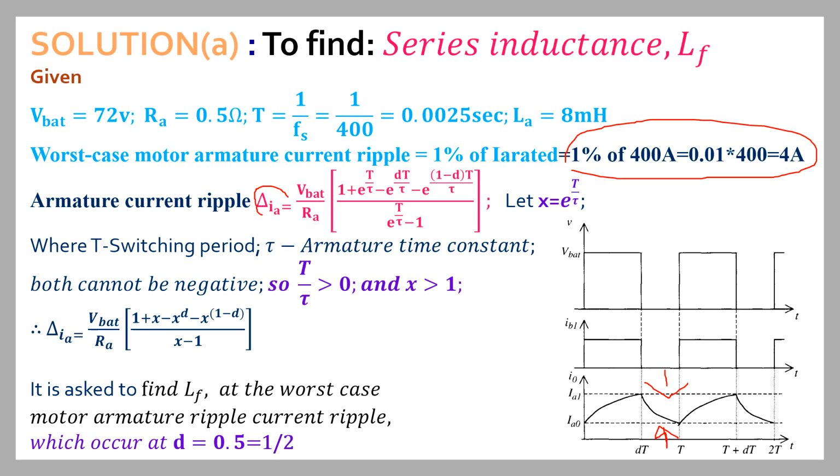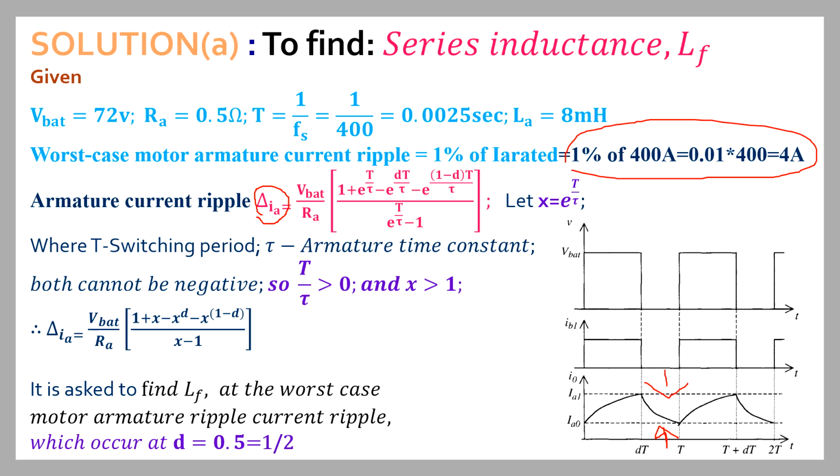So the armature current ripple is del IA. This expression is for two-quadrant chopper operation fed to a DC motor. This is the expression of armature ripple current. Substitute the given parameters: V battery is 72, RA is 0.5, D is 0.5, and T is 0.0025. So we have the equation in exponential form.